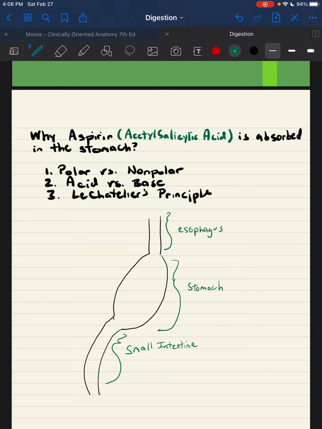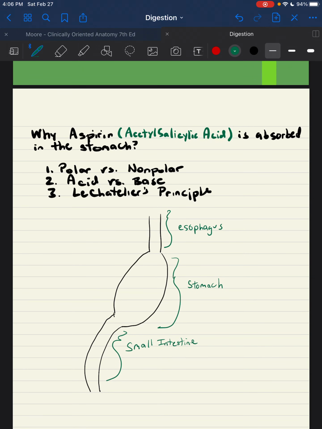Okay, couple things. Aspirin, which happens to be a medication, is typically absorbed in the stomach. And a few things I do have to tell you is that the form that gets absorbed from the stomach and into the bloodstream and eventually has its effect is the lipid soluble form.